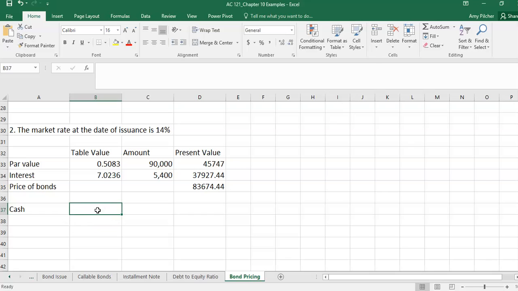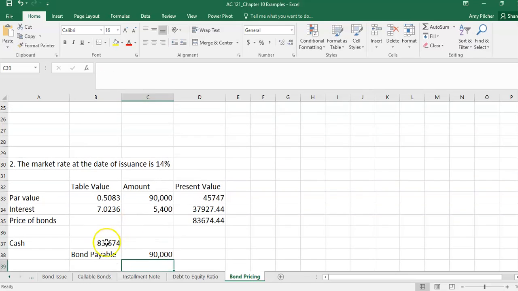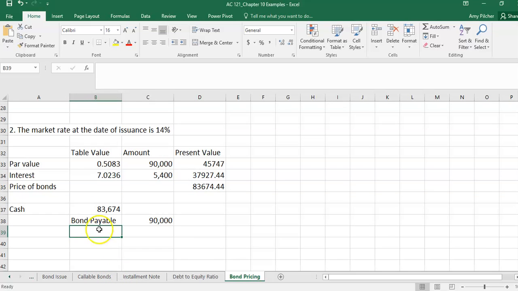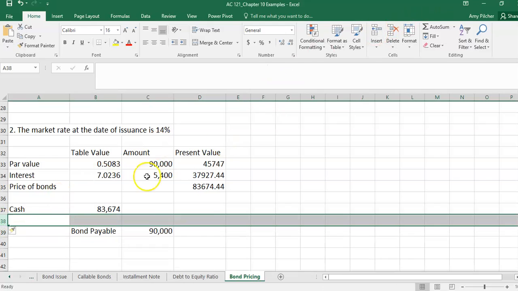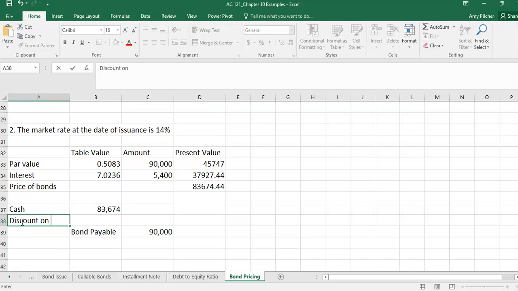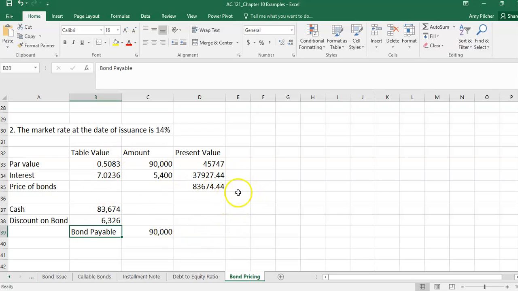Now we receive cash of $83,674. We have a bond payable of $90,000. And we have a discount on bonds for the difference between the two, $6,326. And that is how you calculate the price of a bond based on the market rate at the date of issuance.